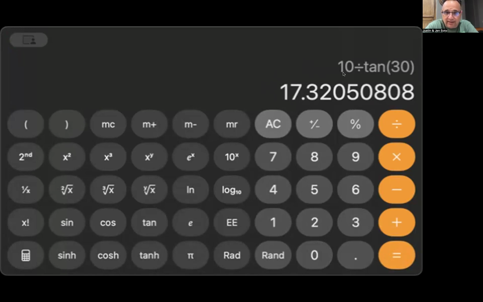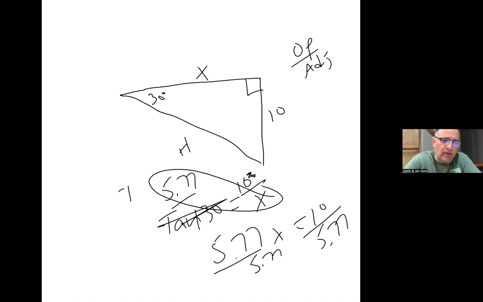Look what I did here. 10 divided by tan 30. Let me show you why I did that. Let me erase some of this here. Where's the eraser at? Oh, right there. Okay.